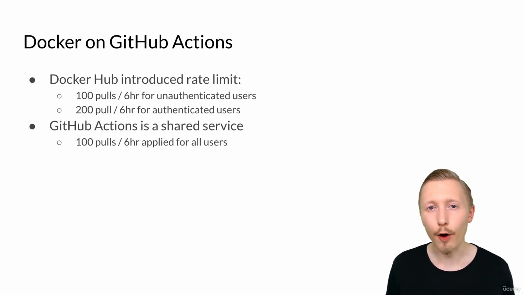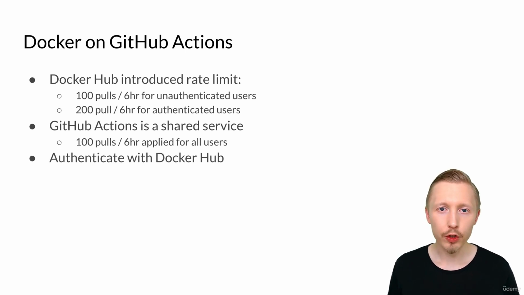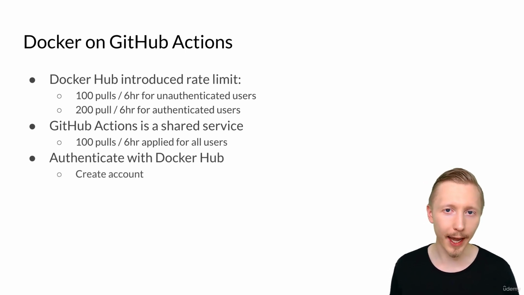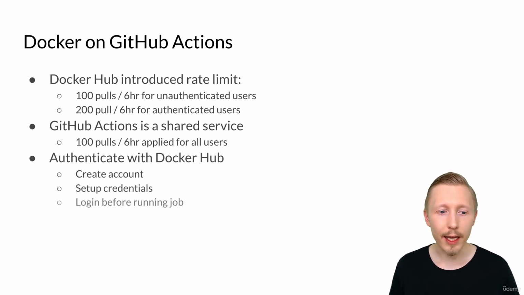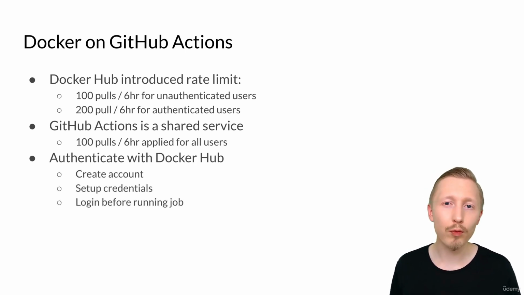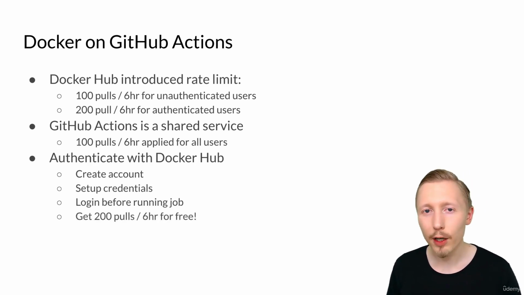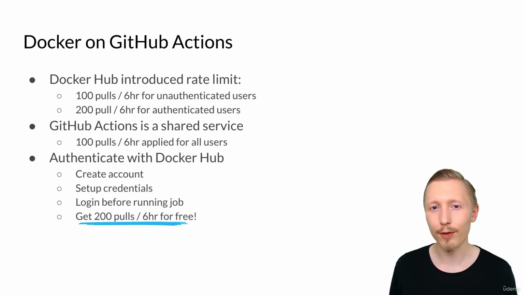So the way that we're going to get around this problem is we're going to authenticate with Docker Hub. To authenticate with Docker Hub, we'll start by creating a Docker Hub account. Then we're going to set up credentials that are used by our project in order to log in before we run a job that pulls Docker images. This means we can take advantage of the 200 pulls for every 6 hours, which should be more than enough to follow this course. So that's an overview of what we're going to be doing for our project setup.